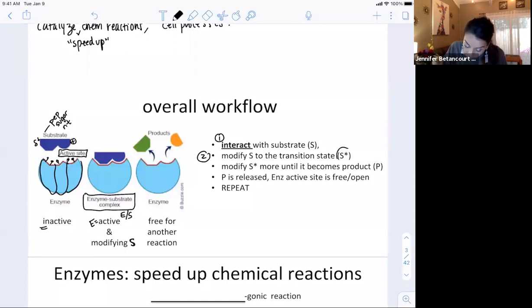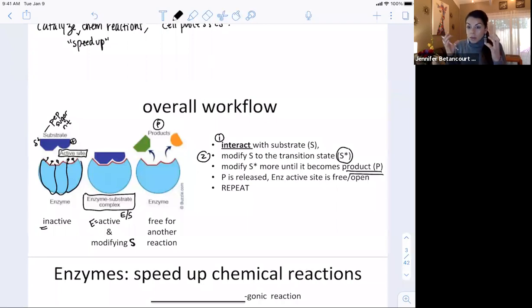And so I abbreviate it S star or S asterisk. The S asterisk, or the transition state molecule, still gets modified by the enzyme because the enzyme's work is not done yet. Then it finally becomes the product P. Sometimes the product is two products. Maybe the job of the enzyme was to break the substrate in half. Okay, that's fine. That's an option.